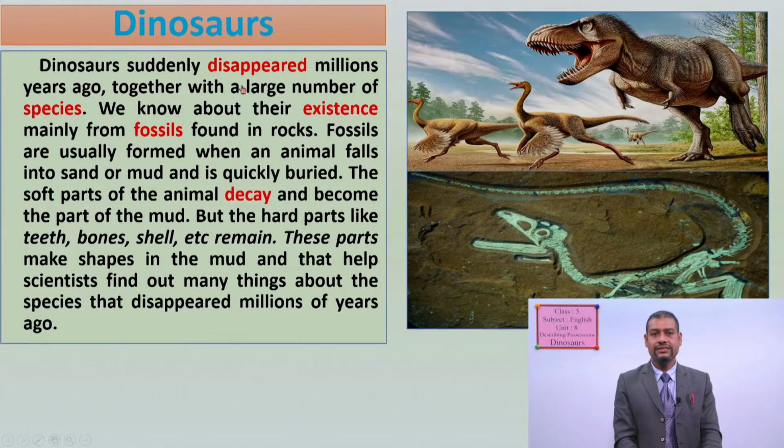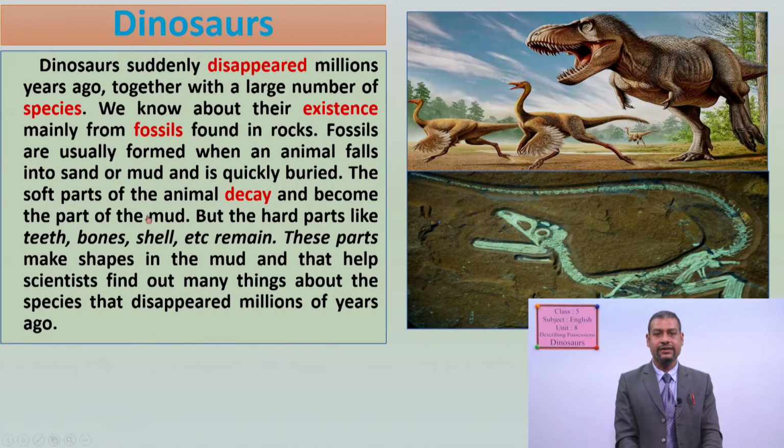Dinosaurs suddenly disappeared millions of years ago, together with a large number of species. We know about their existence mainly from fossils found in rocks. Fossils are usually formed when an animal falls into sand or mud and is quickly buried.